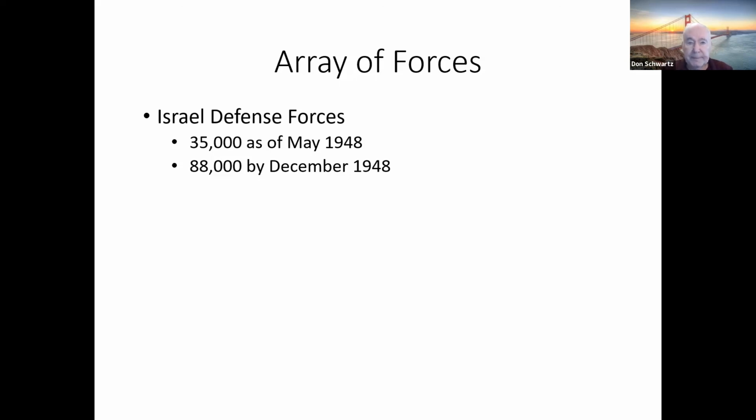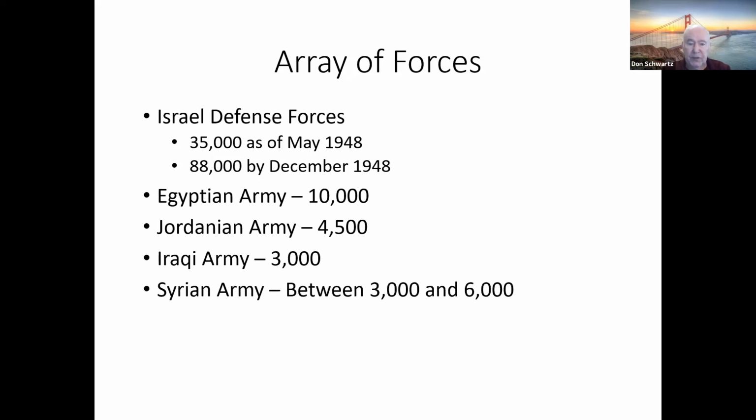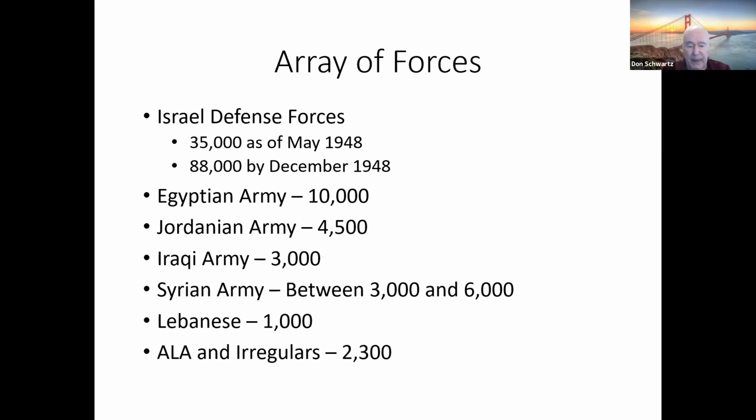Now, in time, the Jewish forces would increase to twice the size of the Arab army. The Egyptian army numbered 10,000. The Jordanian army, 4,500. The army of Iraq was 3,000. And Syria's army was between 3,000 and 6,000. Then 1,000 troops came from Lebanon. So as you can see, the Israeli forces greatly outnumbered the Arab forces, and there were 2,300 irregular forces.